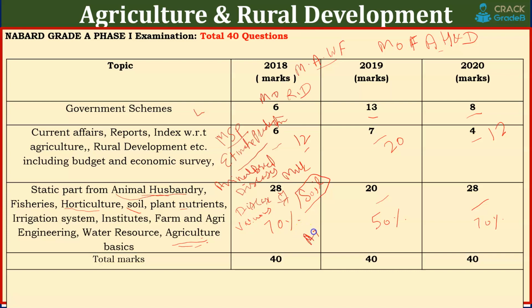And area wise means in north, south, east, west, the property of soil differs. So that is being asked. So you have to cover the soil, whatever topics are given in the syllabus, that you have to cover related to soil.